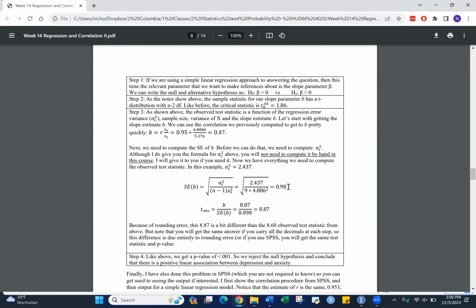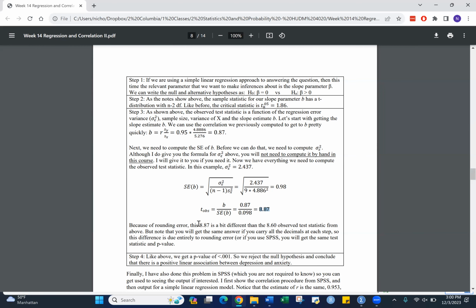So I wouldn't worry about it too much, but I put the math here, and you can see I'm making my estimate of b, 0.87. I got that from applying that formula. So anyways, I get a b here of 0.87, a standard error of b of 0.098. I put that together, get 8.87.